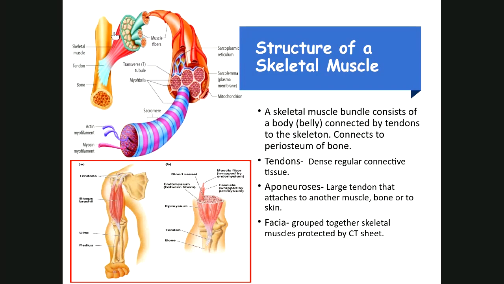Then we have the muscle belly. So the way the muscle connects to the bone is via the tendons. If we look around the whole outside, there's a fascia, which is a dense, irregular connective tissue that separates each muscle in a bag-like separation. When you see the term aponeurosis, this means a large tendon that could connect to another muscle, a bone, or the skin.